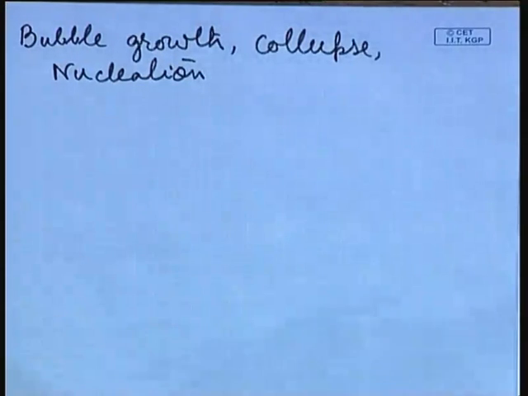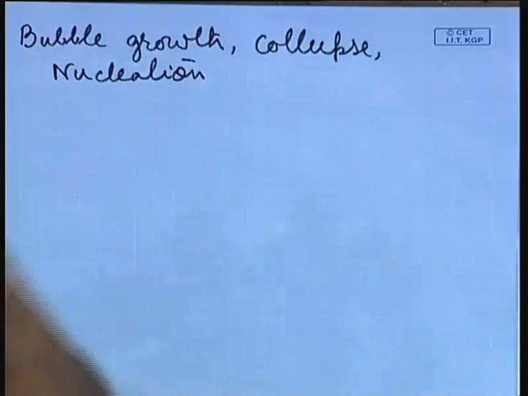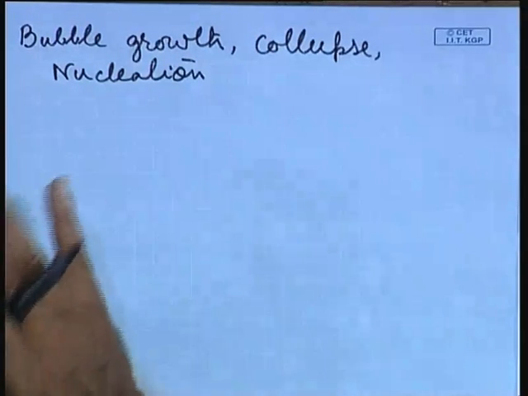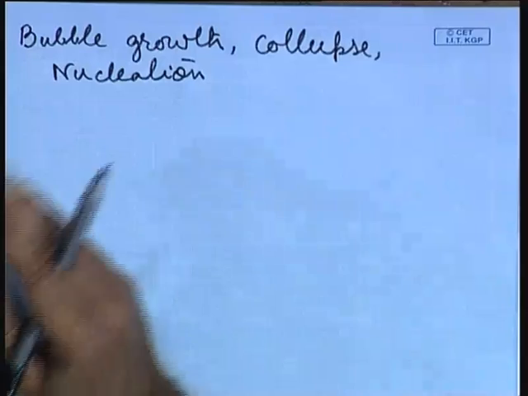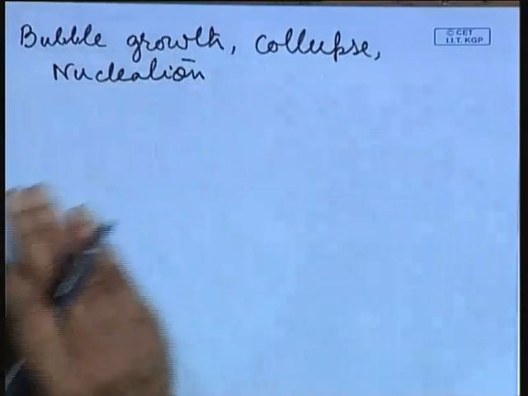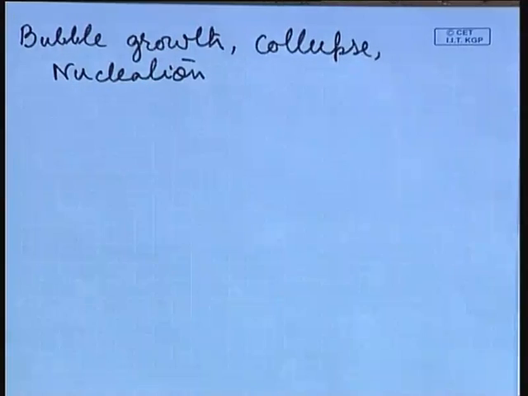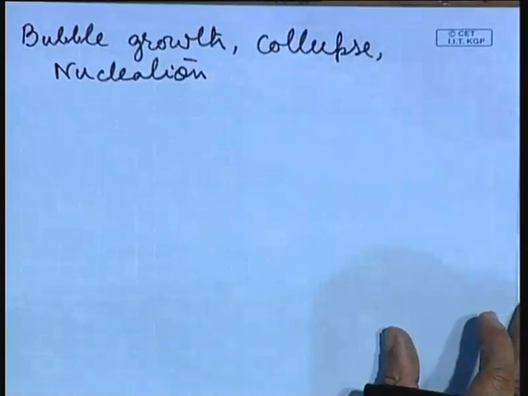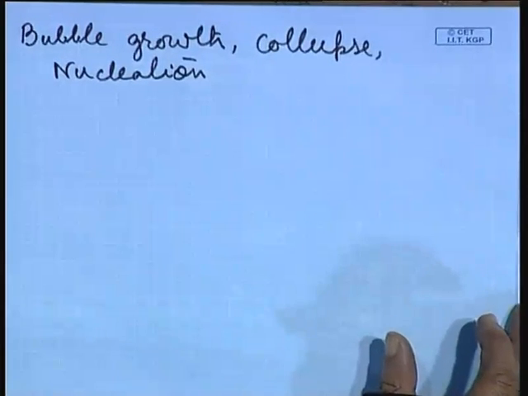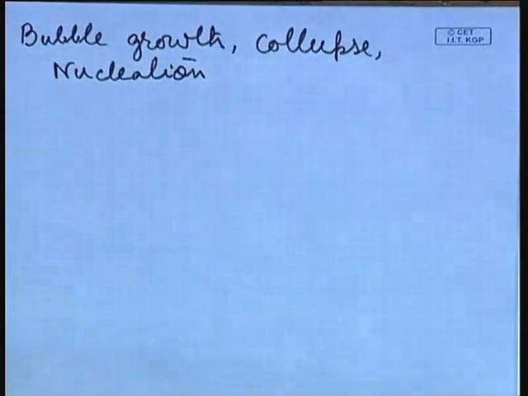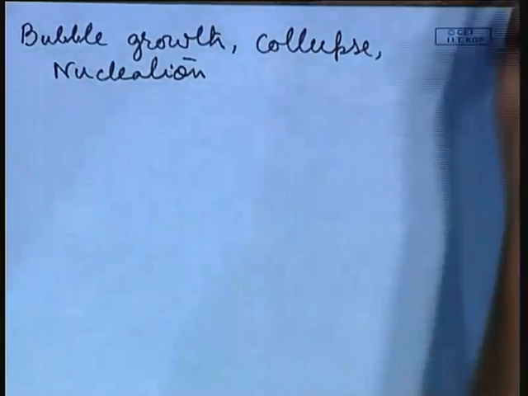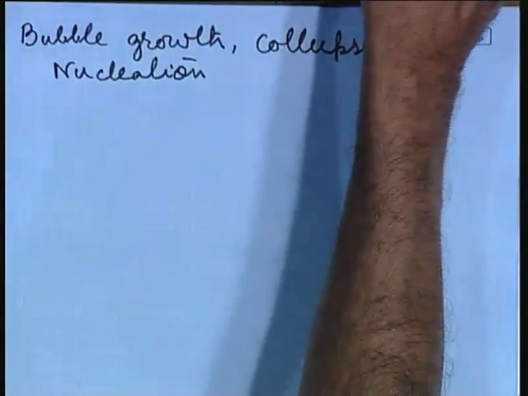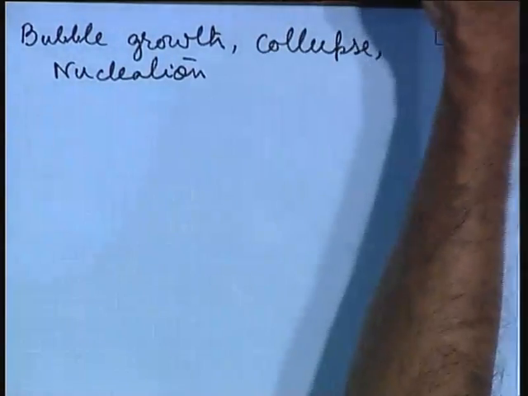Chronologically, it should have been bubble nucleation, growth, collapse, but the nucleation part I have intentionally kept after the growth and collapse, because initially it is easier to understand the bubble growth and collapse. Then if we try to analyze nucleation, probably with our knowledge of bubble growth and collapse, we will be in a better position to appreciate that.